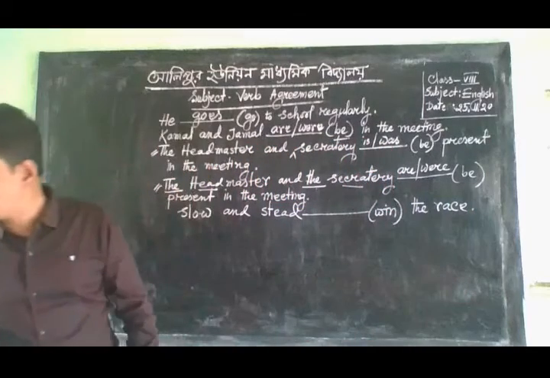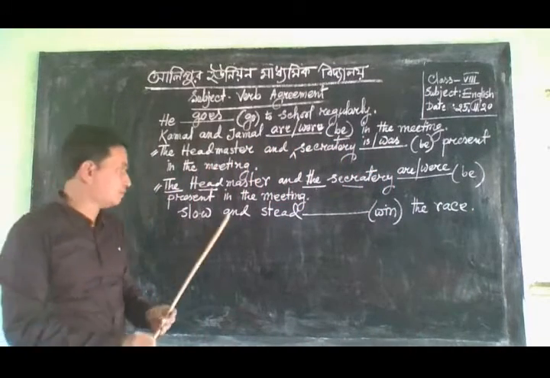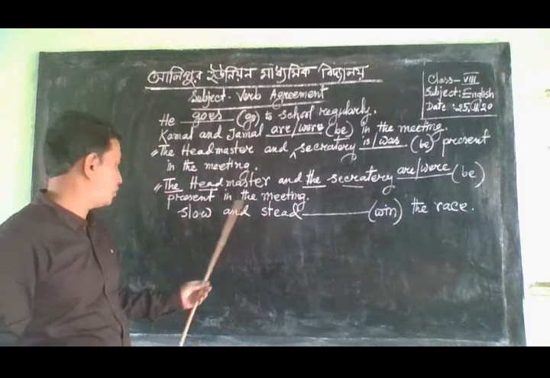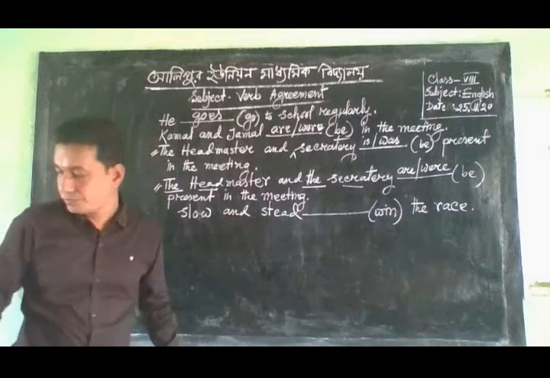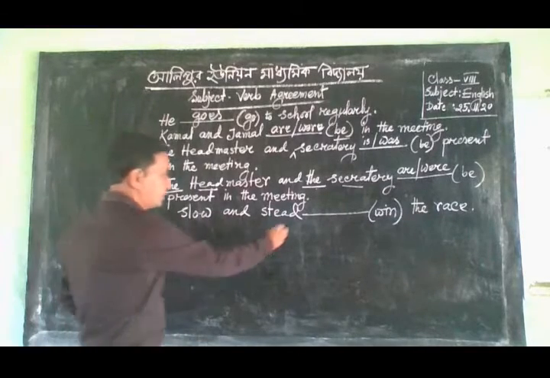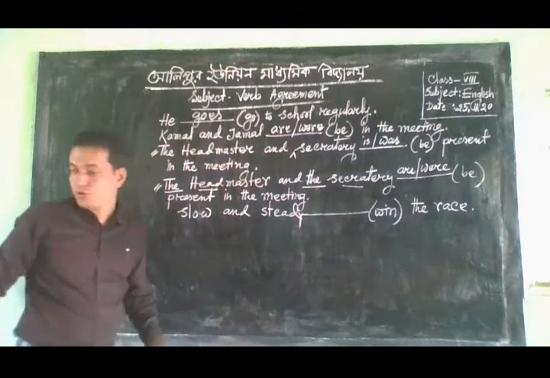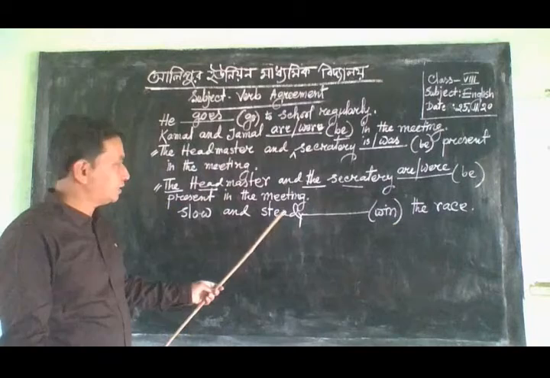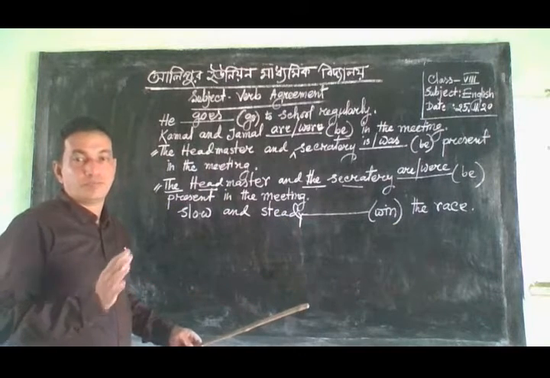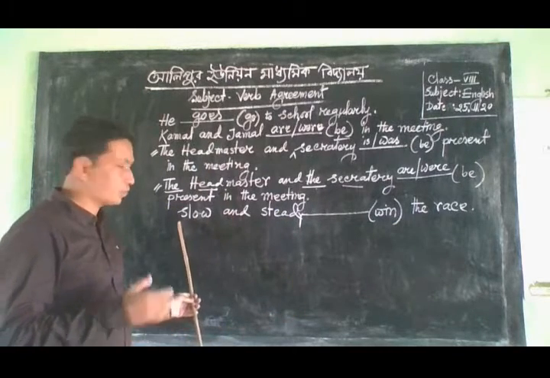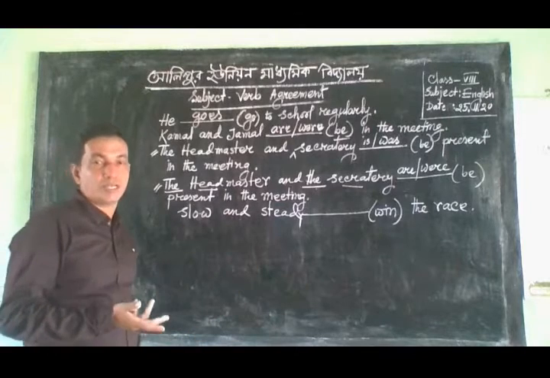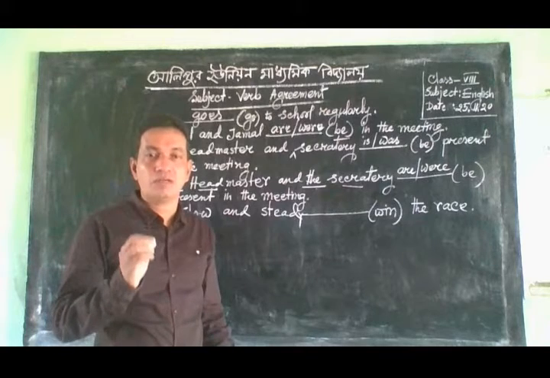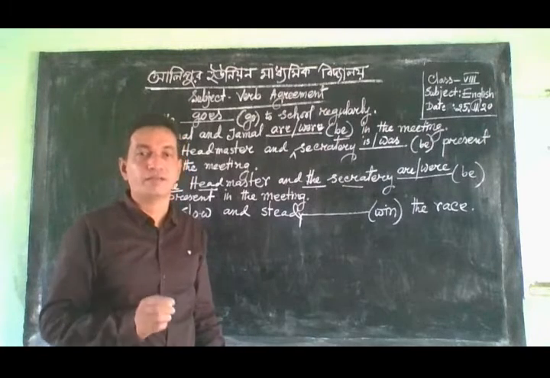Dear students, there is also a sentence, and in this sentence there are two words also: slow and steady. Slow and steady win the race. Slow and steady are not different words. Though they are two words, they indicate one person, or one object, or one thing.